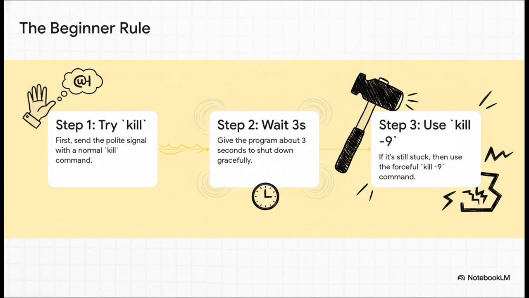Then you give the program a moment to process that. Wait about 3 seconds, let it shut down properly. This is super important because it helps prevent data loss. If, after those few seconds, that stubborn program is still running, then and only then do you bring out the hammer. Kill -9. This is, hands down, the safest way to deal with misbehaving apps.